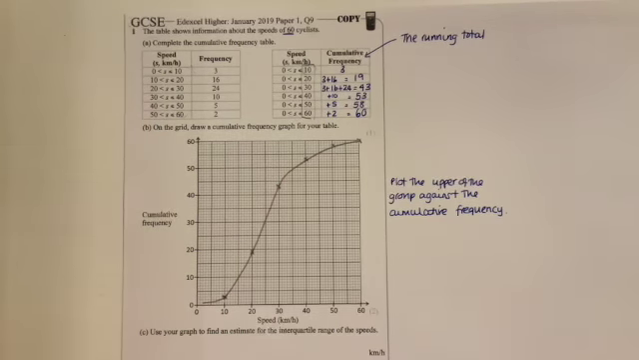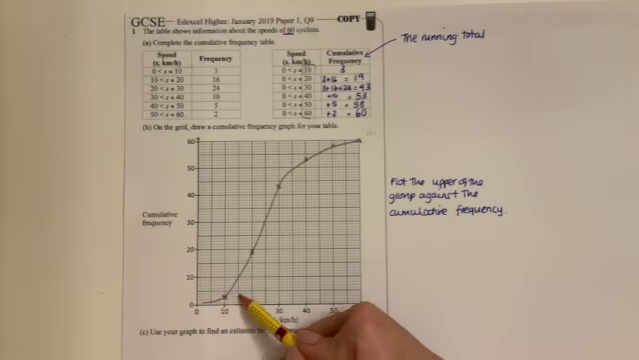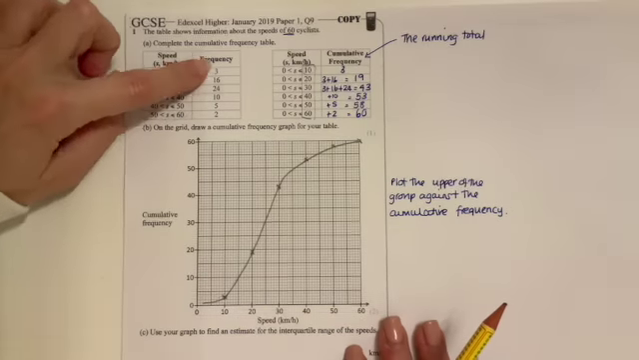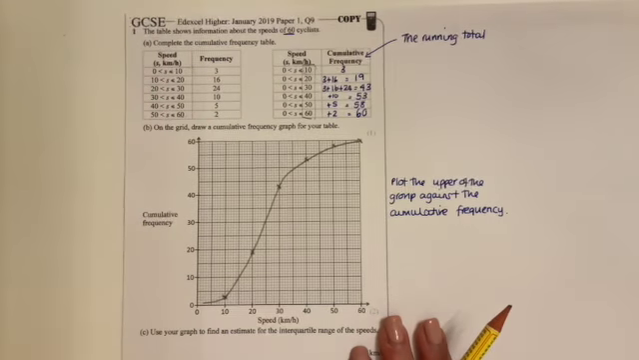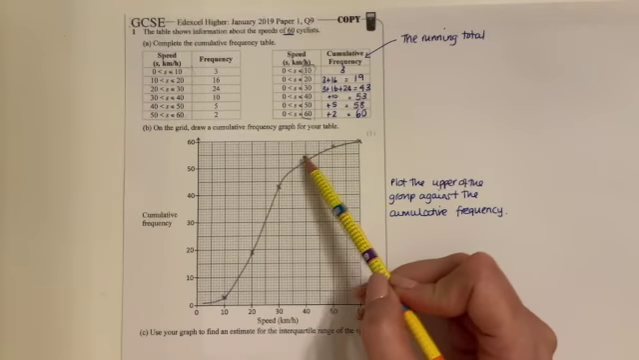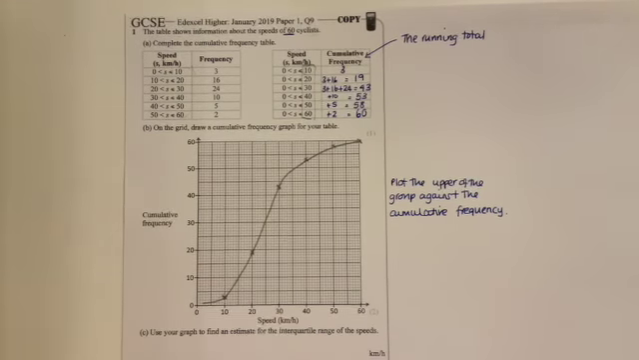Okay, there we go, and it should create this nice S shape. If you don't get a shape like that, if your graph goes up and then back down, you've done something wrong. You've just probably plotted these instead of the cumulative frequency. It always makes this kind of nice S shape. Okay, right, the next part then is we're going to find the median and the interquartile range.